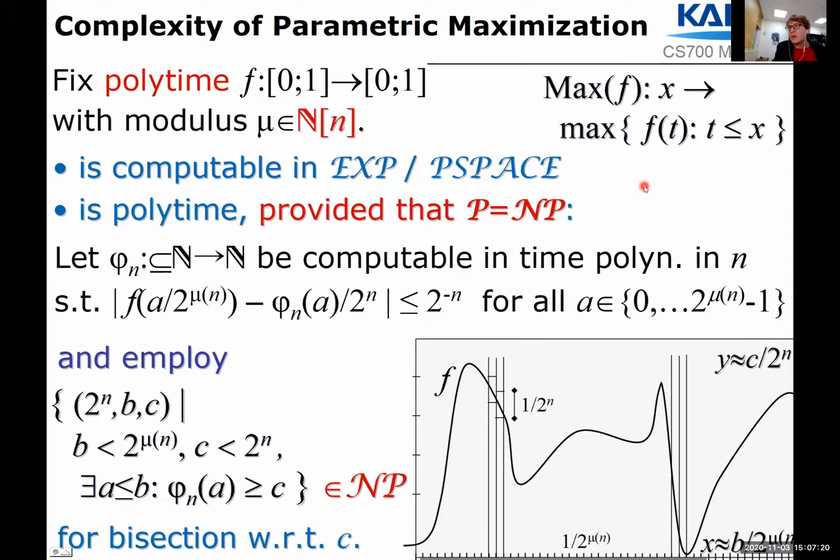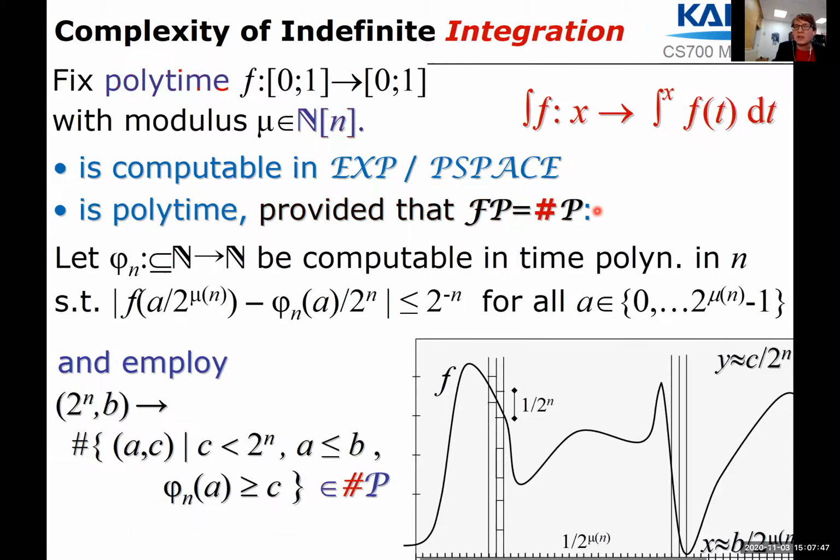Well, we could guess one, and actually it will turn out later that this may be the best we can do, guessing a starting point as an NP problem. Okay. So numerical folklore says maximization is easier than integration. Our evidence says the opposite. Our evidence will say that maximization is harder than integration.